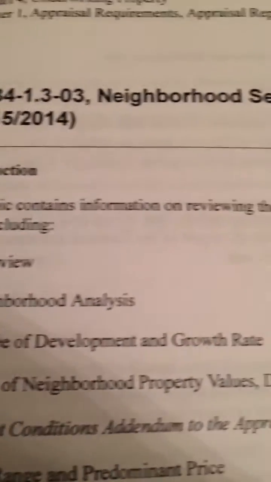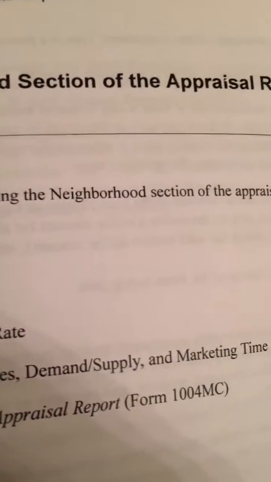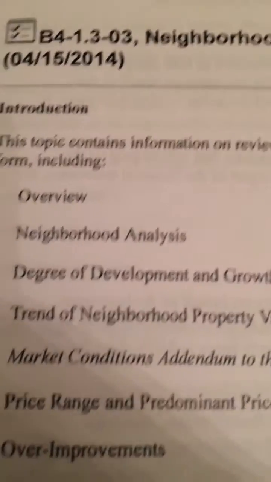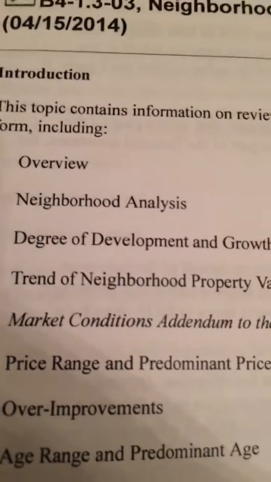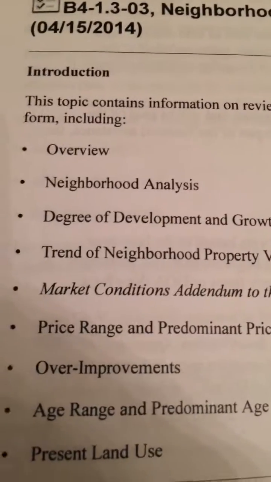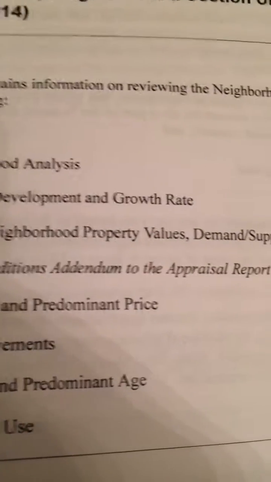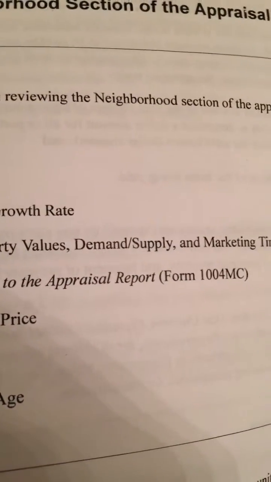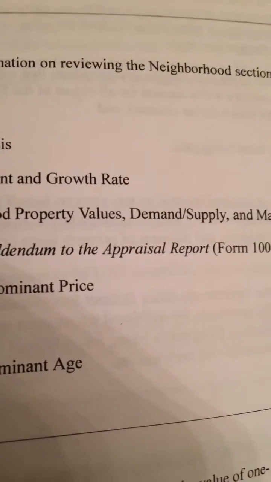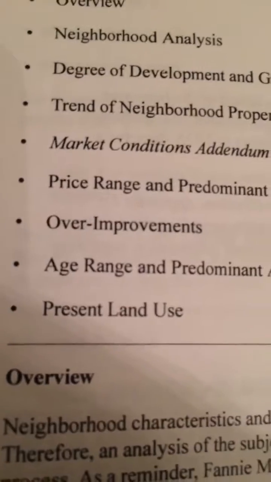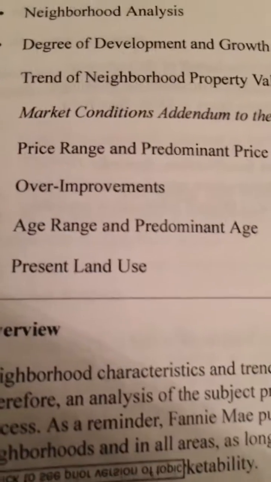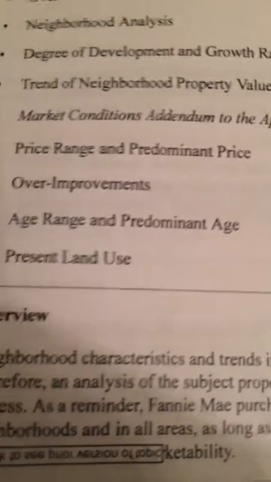Introduction. This topic contains information on reviewing the neighborhood section of the appraisal report form, including overview, neighborhood analysis, degree of development and growth rate, trend of neighborhood property values, demand/supply, and marketing time. Market conditions addendum to the appraisal report, Form 1004MC. Price range and predominant price. Over improvements. Age, range, and predominant age.